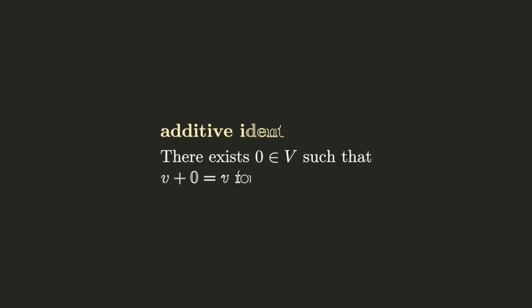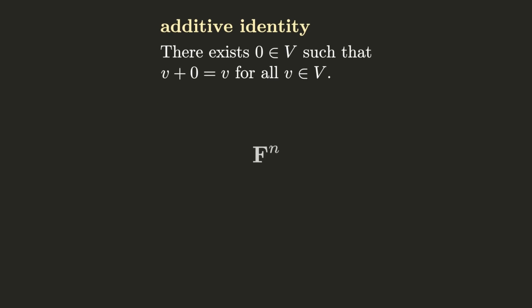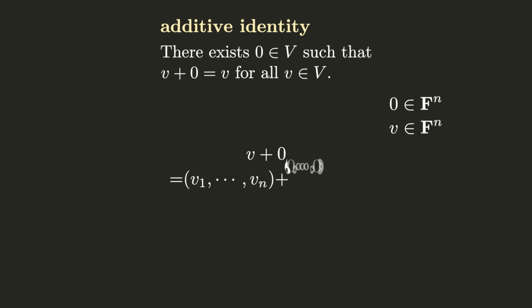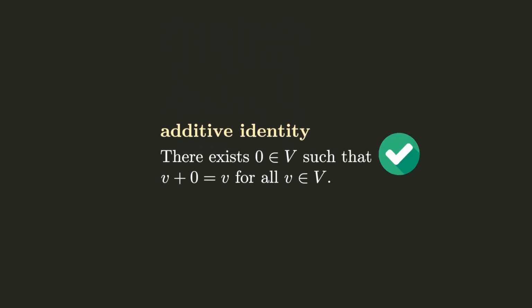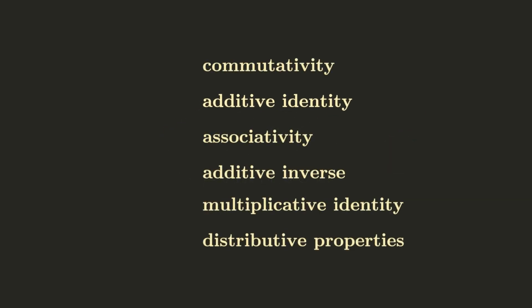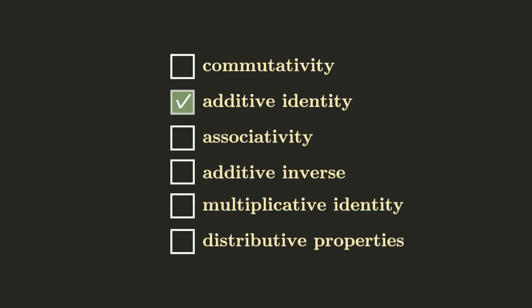For example, let's check if additive identity holds for Fn. If we think of Fn as just Rn or Cn, then it's just a list of n numbers. So the list of n zeros must be in Fn. We can simply write it as 0. If we take any vector v and then add to it the 0 we just defined, then the result should look like this. We just add together each individual entry. So the result we get is still v, confirming that the additive identity does exist in Fn. The remaining 5 conditions, of course, all hold for Fn, as you may verify.